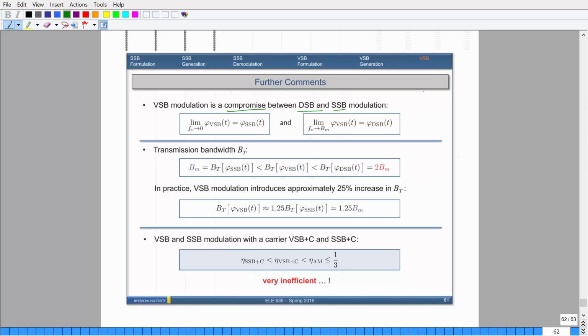So the transmission bandwidth is the following here. So you have single sideband, which is the best transmission you can come up with, and then you have vestigial sideband, which is somewhere in the middle, and then you have the double sideband, which requires twice the bandwidth. So in practice, vestigial sideband modulation requires approximately a 25% increase in transmission bandwidth. So this means that whatever bandwidth you have for your message, you multiply that by a 25% increase, and that's approximately how much bandwidth you would get if you did vestigial sideband.